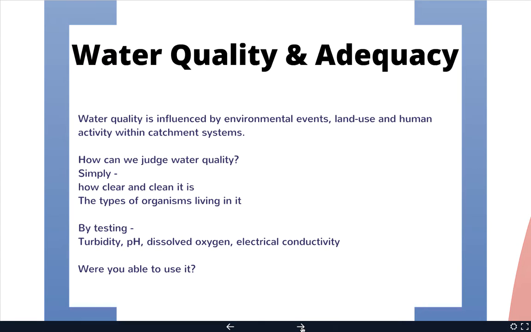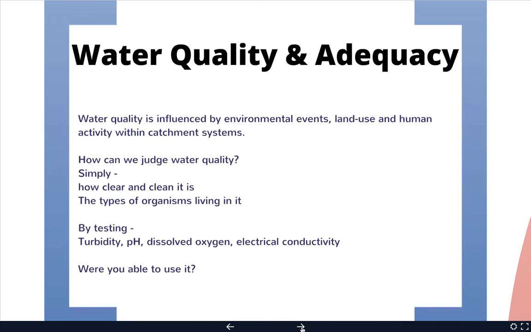Environmental events such as bushfires, floods, the two main ones, droughts even on a larger scale. Land use, whether land's natural, whether it's being used for farming, other types of primary industries, can affect the water quality and adequacy, as we saw with gold mining in the Yackandandah area all those years ago. And human activity as well, so towns and recreational activity can affect water quality as well.